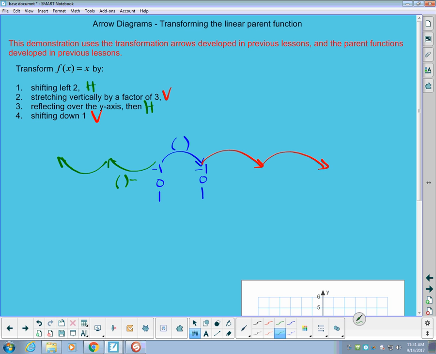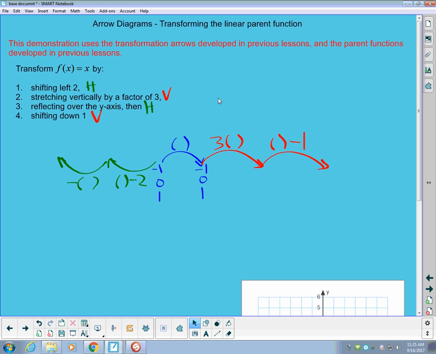So I'm shifting left 2. Left is subtraction. Stretching vertically by a factor of 3. That's multiplication by 3. Reflect over the y-axis. A reflection is a sign change. And shifting down 1, that would be subtraction because down is negative.